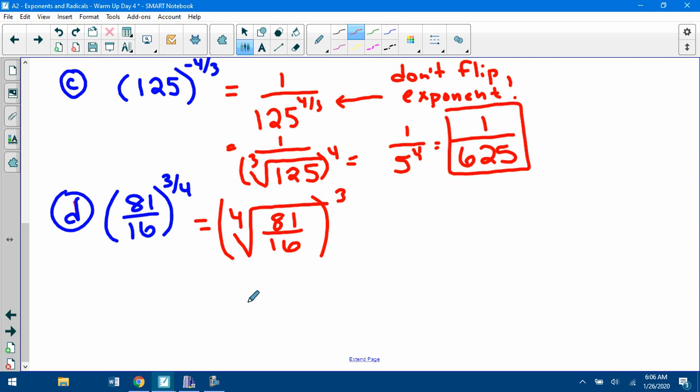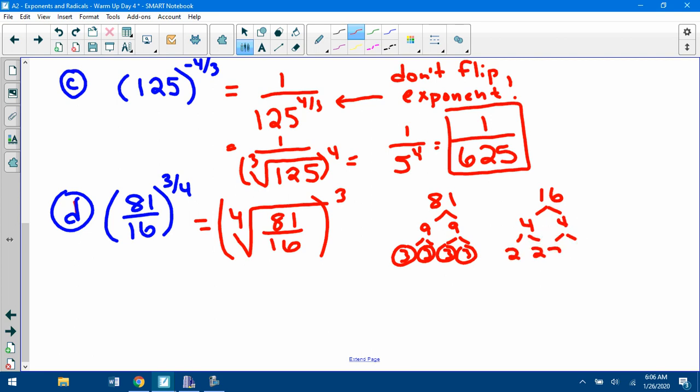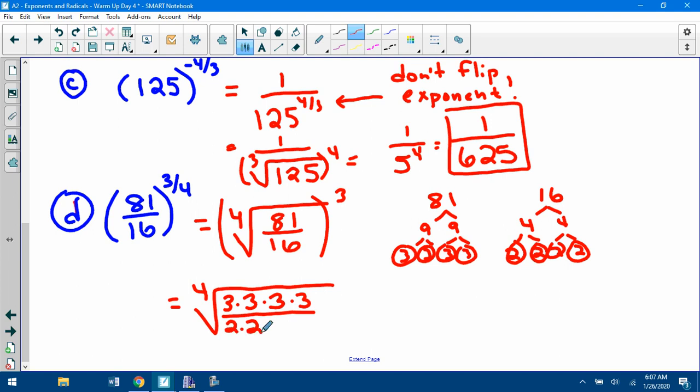Okay, now it's all numbers, so we need to evaluate it. You might not be great with fourth roots, so if you're not, you can do your factor trees. So 81 is 9 times 9, and both of those break up into 3 times 3. Just like 16 is 4 times 4. Both of those break up into 2 times 2. So if you really wanted to reduce this, maybe you already are seeing what's going to happen. We've got 4 3's on top. We've got 4 2's on the bottom. All that cubed.